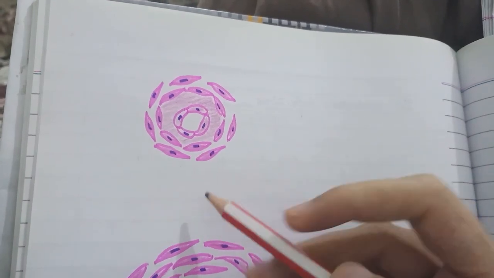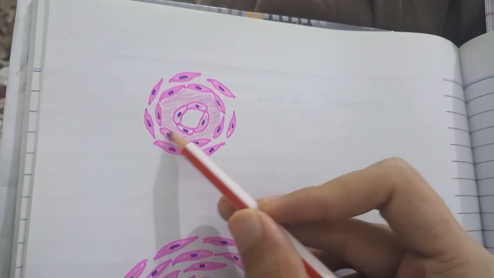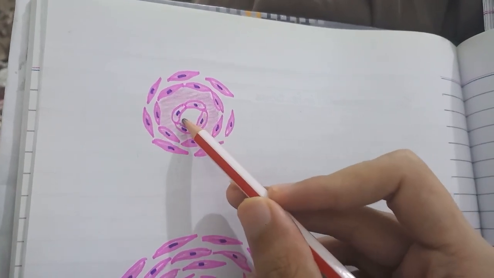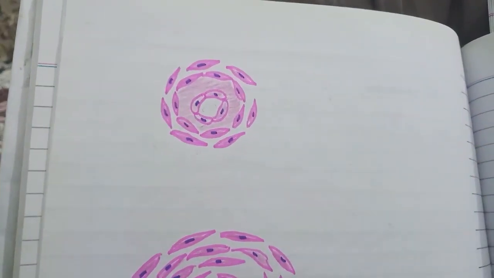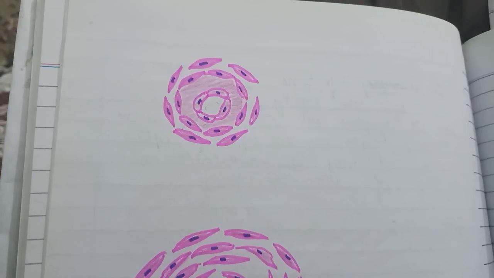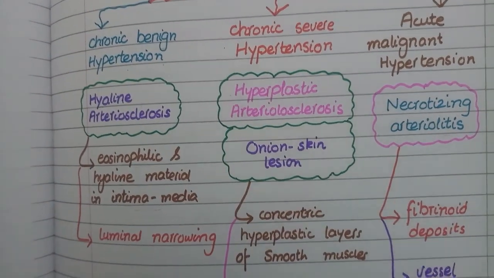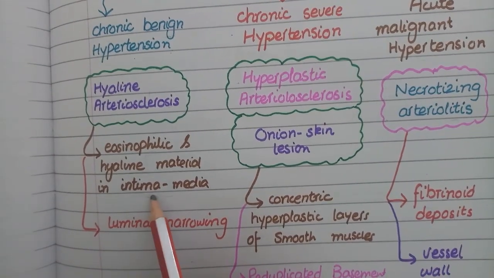Secondly, as this hyaline deposition keeps on increasing, the thickness of the walls of arterioles increases, which ultimately reduces the size of the lumen of the vessel, causing luminal narrowing. So you see hyaline deposition with luminal narrowing in benign hyaline arteriolosclerosis. Now here you can appreciate that in hyaline arteriolosclerosis, the pathological changes are confined to the tunica intima.